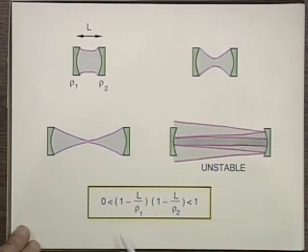And this little formula here tells you when the cavity is unstable. It turns out if the product of 1 minus L over rho 1 times 1 minus L over rho 2 is between 0 and 1, then the cavity is stable. If it's outside that, the cavity is unstable, and this is one example where the cavity is unstable.